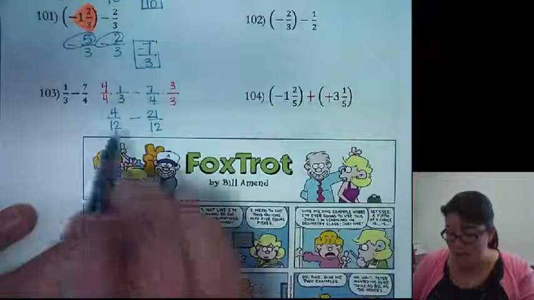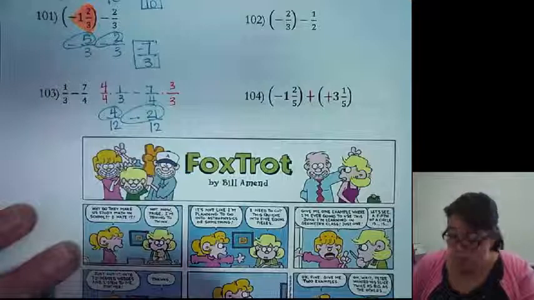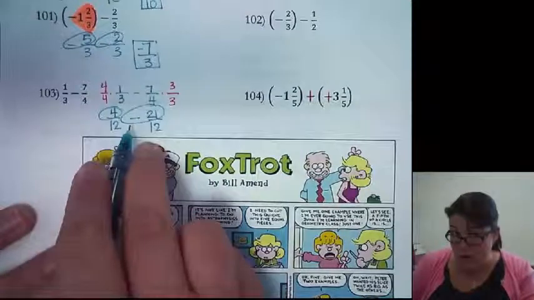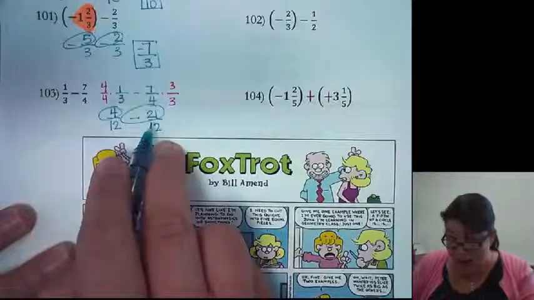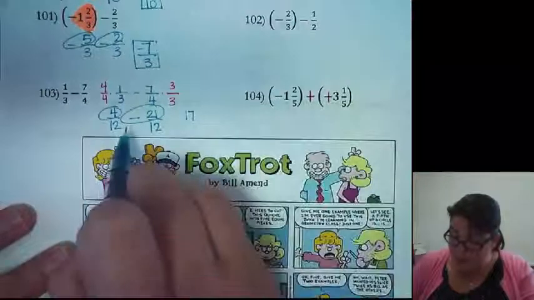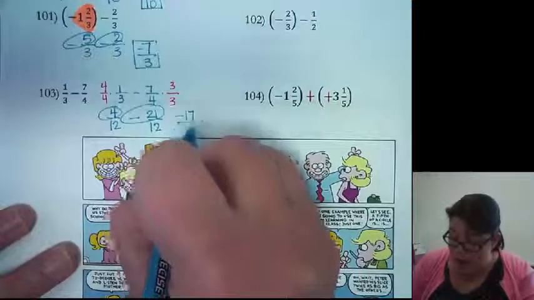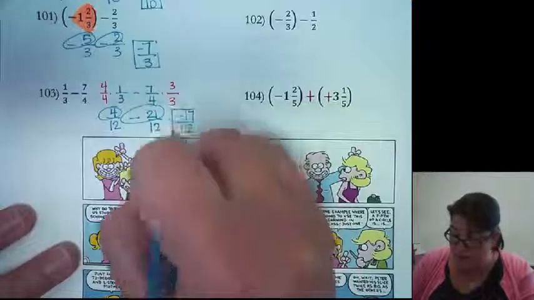Now that my denominators are the same, I can just go ahead and combine my numerators. So positive 4, negative 21, different signs, subtract. If I subtract those, I'm going to get 17. Keep the sign of the bigger one. 21 is definitely bigger, so my answer will be negative. And I'm going to keep my denominator as well.